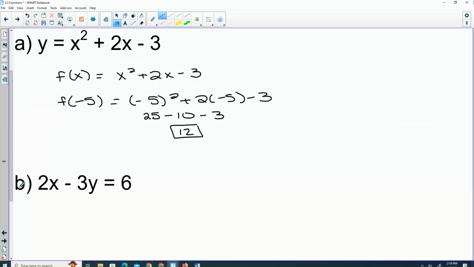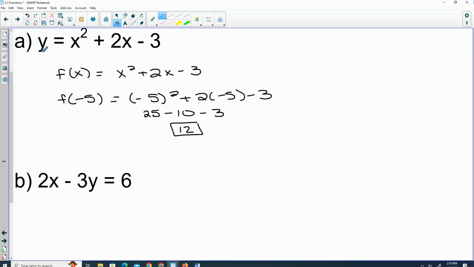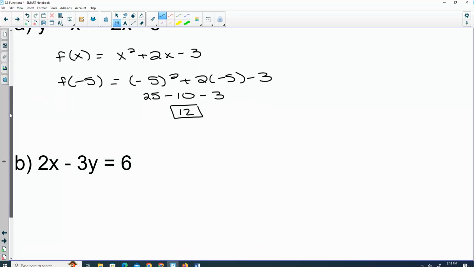I want to do B because that one's a little bit different. What did I change here? This one is definitely not written in a way where we easily do function notation. We don't see y equals in the equation, it's 2x minus 3y equals 6. We have to first solve so that it's y equals.